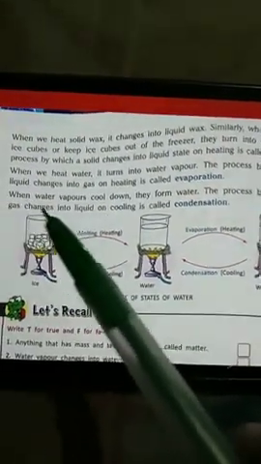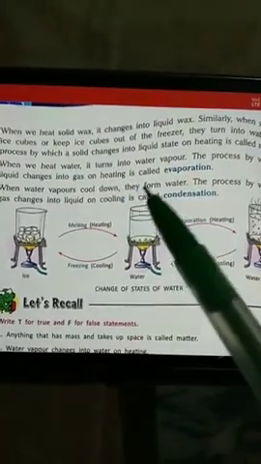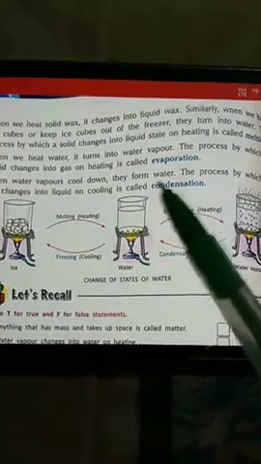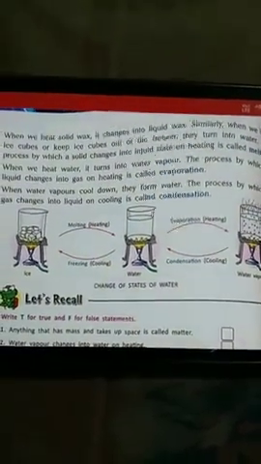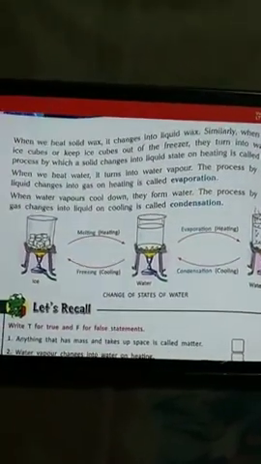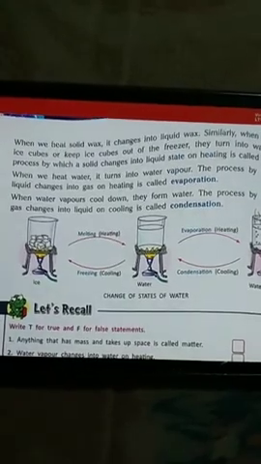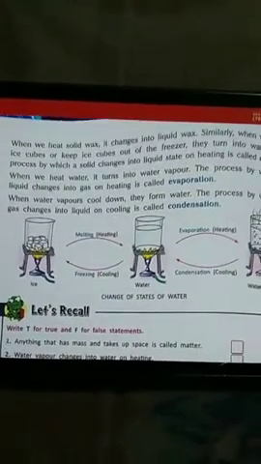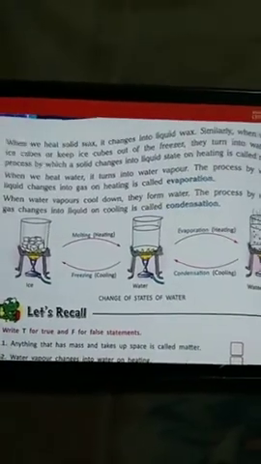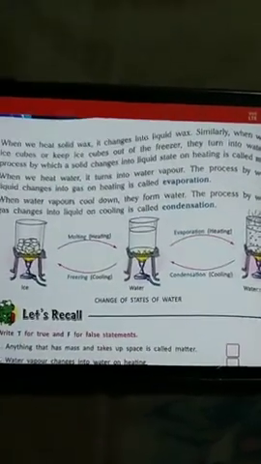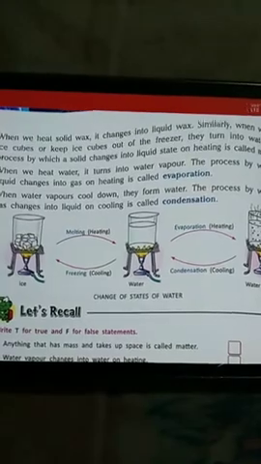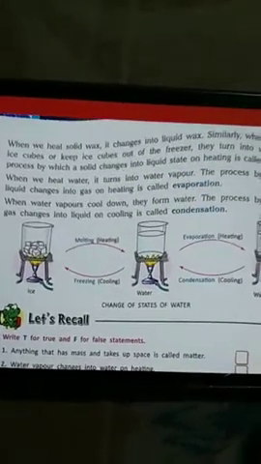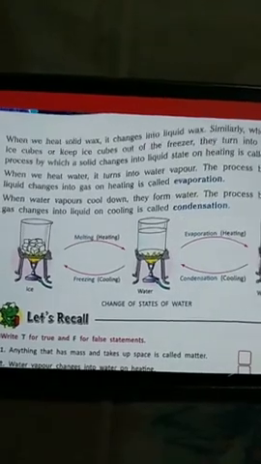Next, when water vapor cools down, it forms water. You must have seen, children, your mother cooking food. She covers the container with a lid. When you open the lid of that container, you find tiny droplets of water. From where do these water droplets come? These water droplets come from the boiling of water when it was heated.